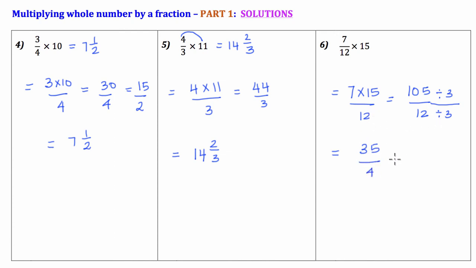Now we cannot simplify it any further. So 35/4 is the same as 32/4 plus 3/4, and that is equal to 8 3/4. So the answer is 8 3/4.